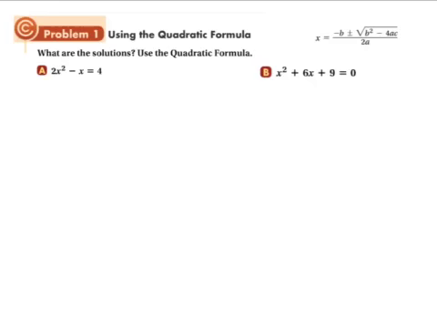What you need to start off with is making sure that this is in standard form. Standard form is so important because otherwise you're not going to get the correct A, B, and C values. So make sure you have standard form. So for letter A, I'm going to subtract 4 from both sides, and I end up with 2x squared minus x minus 4 equals 0.